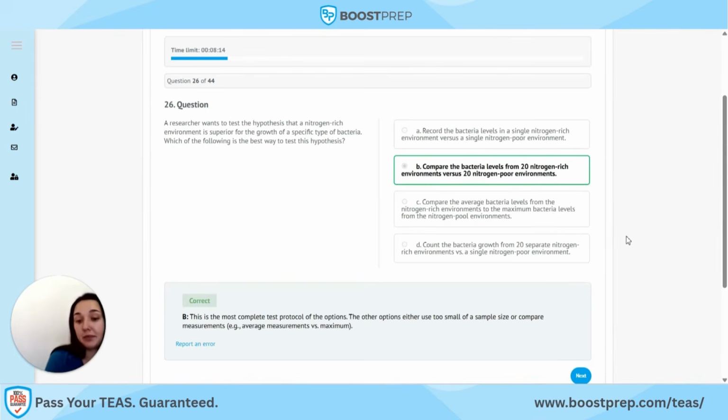The answer is B. So this is the most complete test protocol of the options. The other options use too small of a sample size or compare measurements.